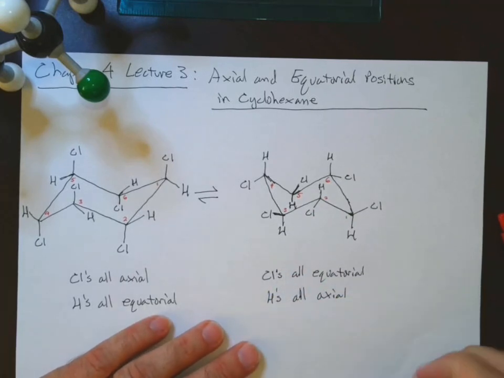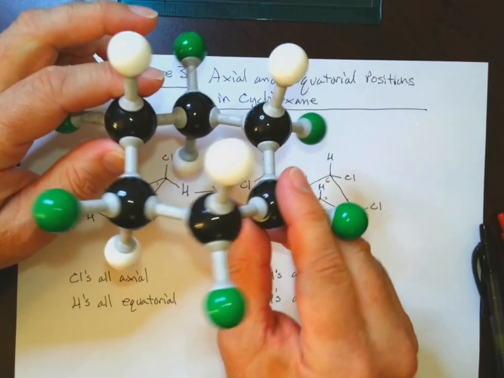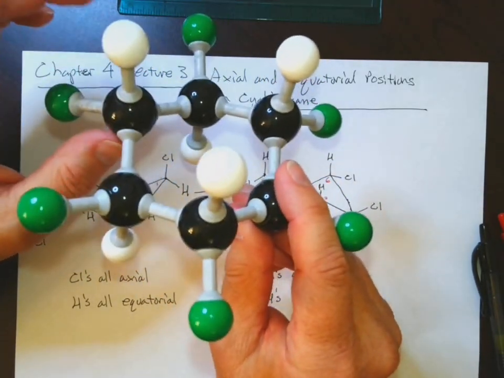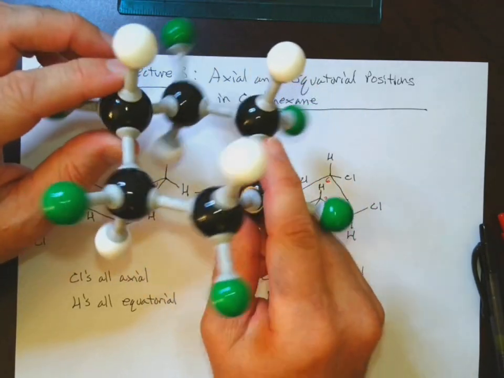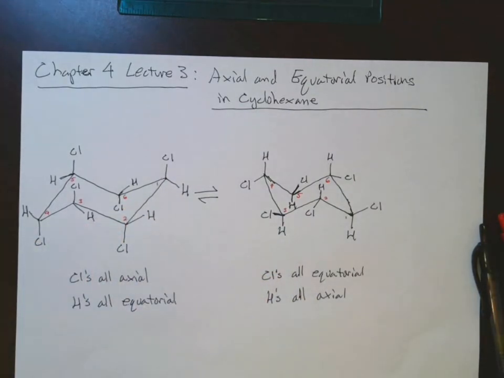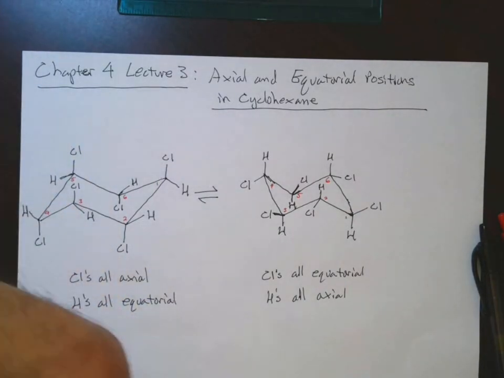So it's important to understand that when you do the ring flip, you're going to switch whether things are axial or equatorial. Now, notice that we're not switching what is cis and trans. So give me just one sec here and a few atoms here. I'm going to replace some of these chlorines with hydrogens, and we'll take a look at a few cases.